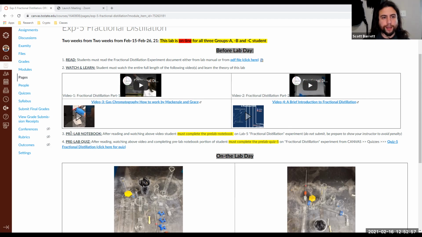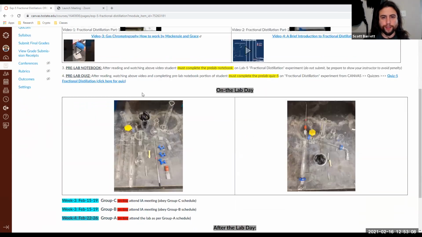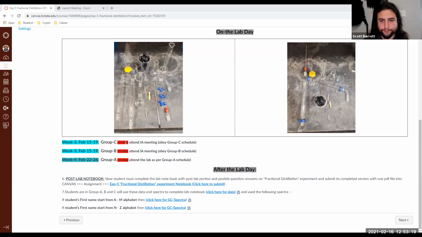Since we won't be having our Zoom meeting, please make sure to go ahead and complete your lab notebook very clearly. If you need any assistance with it, of course, contact me as well. Same with the quiz, we already covered that. And then, this would be the materials that we'd be utilizing in lab in order to perform the distillation, which we will discuss further within the lab manual.